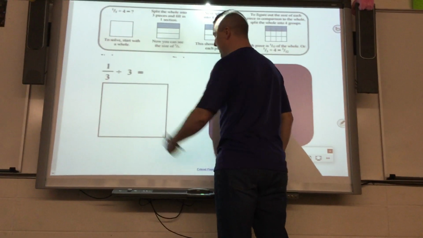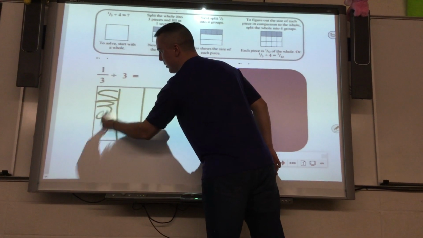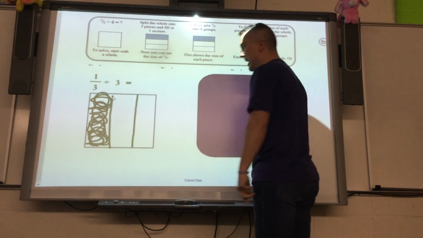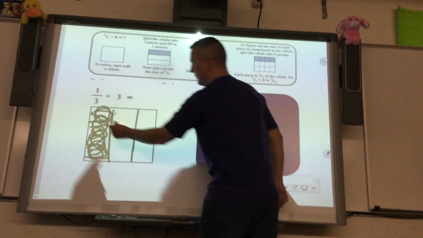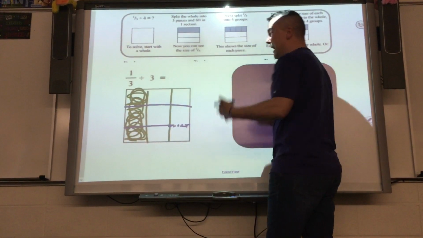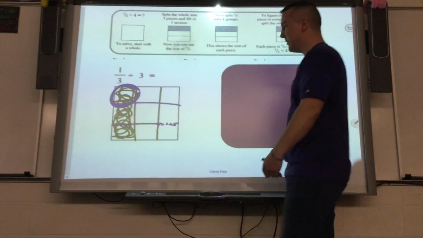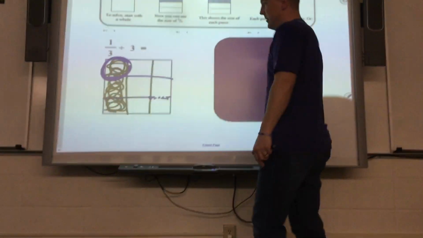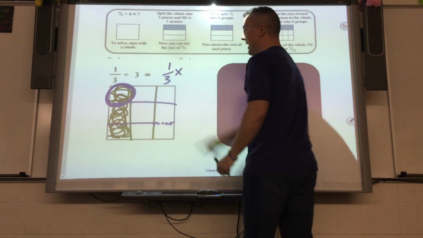Here's my original pan of bars. 1, 2, 3. I'm going to shade in 1/3 of it. Now, I'm going to divide this 1/3 into 3 parts. And I'm going to go this way. Now, the question is, how much is just one of these? Well, if I look at this, 1, 2, 3, 4, 5, 6, 7, 8, 9. There are 9 there. 1/9. Mathematically, 1/3 multiplied by the reciprocal.